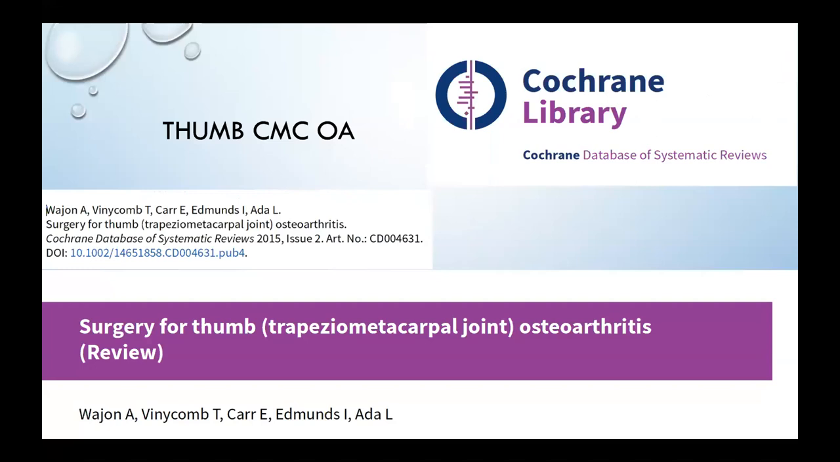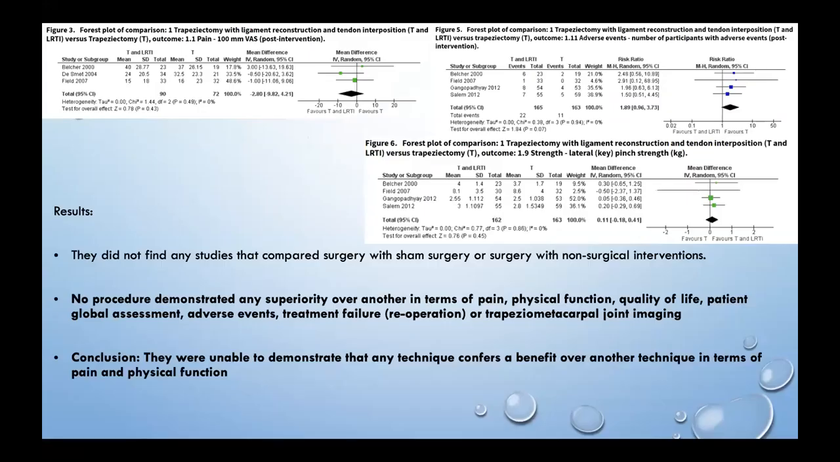Also, to score higher in this station, you can relate to the most updated evidence in the Cochrane Library about the thumb CMC, which involves 11 studies. Most of them are randomized controlled trials comparing all types of surgery around the trapezium. In their results, the first thing is that they didn't find any study that compared surgery to a sham surgery or surgery with non-surgical intervention. And their final conclusion is that no surgery is superior over the other in terms of pain, functional outcomes, complications, and reoperation rate. So this can also defend your decision.